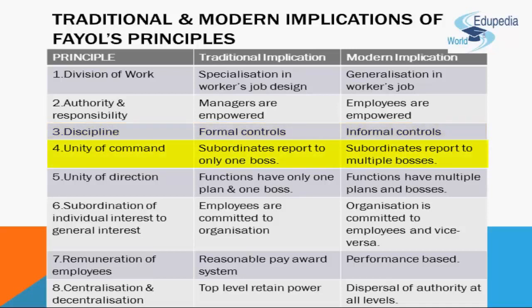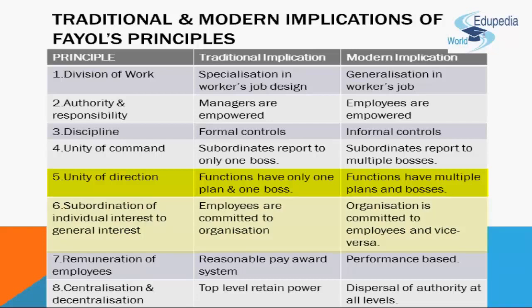Fourth principle of management is unity of command. In case of that principle, subordinates report to only one boss in the traditional implication, whereas in the modern implication subordinates report to multiple bosses. Fifth principle is unity of direction. Traditional implication of this principle is that functions have only one plan and one boss. And in case of modern implication, functions have multiple plans and multiple bosses. So you can see how the things have changed, how the implication has come out of that.